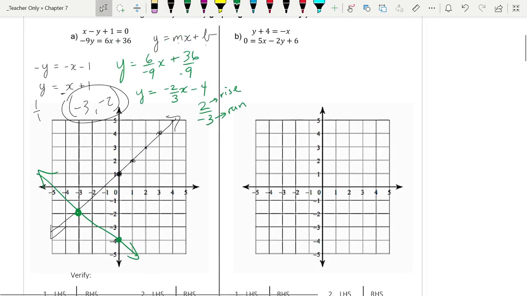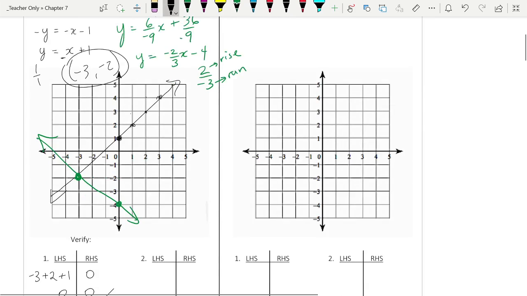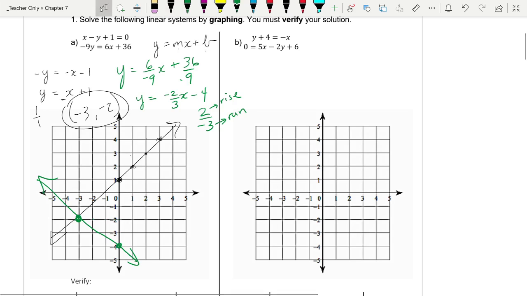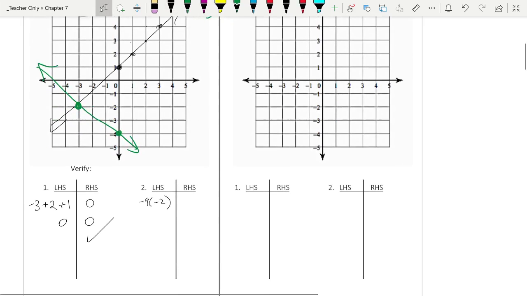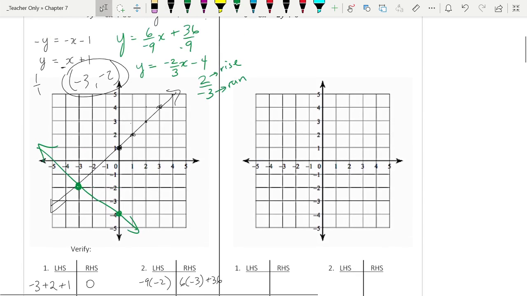Let's try the other equation. If y is negative 2, I have negative 9 times negative 2 on the left-hand side. And on the right-hand side, I have 6 times negative 3 plus 36. So this time I actually do have to simplify both sides. Negative 9 times negative 2 is 18. 6 times negative 3 is negative 18. But when I add negative 18 and 36, I get 18. So both sides are the same. So verified. Both equations have that point in them.